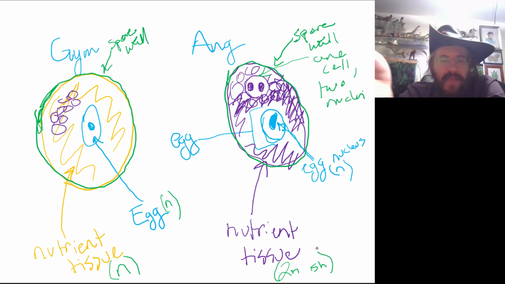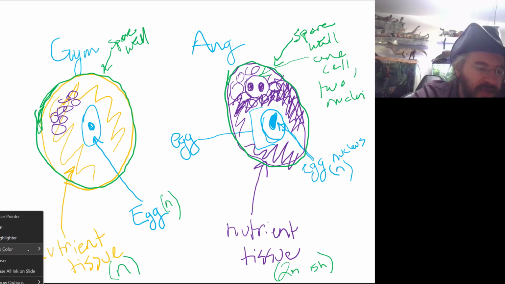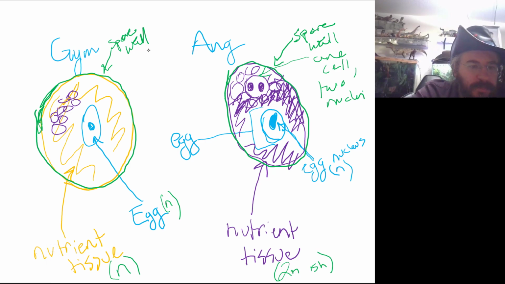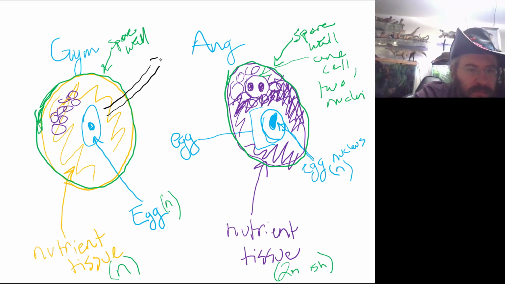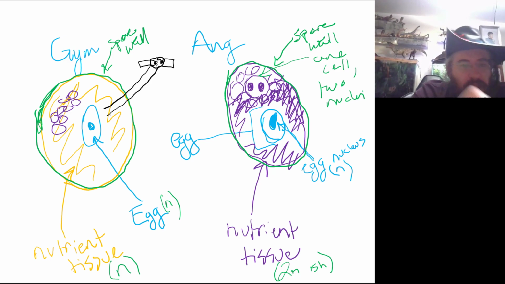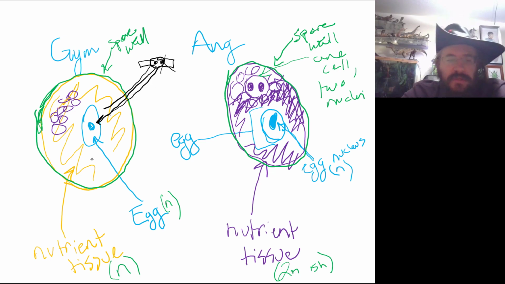So, why am I pointing this out? Let's throw a pollen tube up here. Here's my gymnosperm pollen. One pollen nucleus, useless. Other pollen nucleus fertilizes. So, 2 nuclei, but only 1 is used.